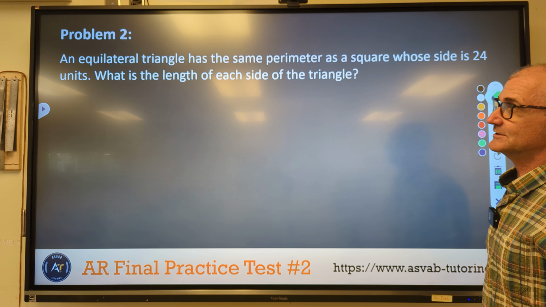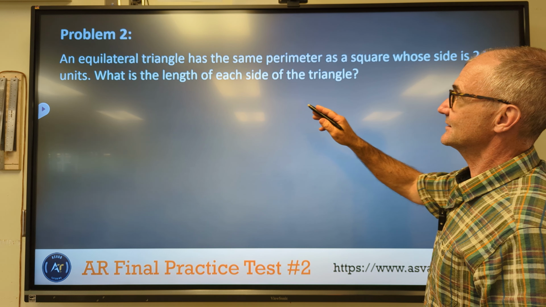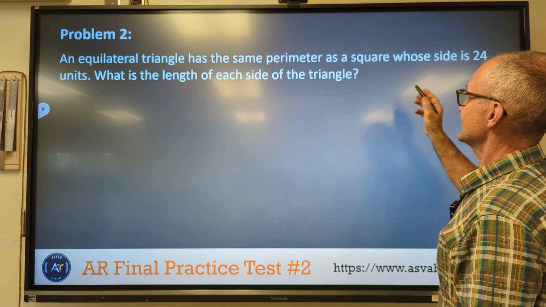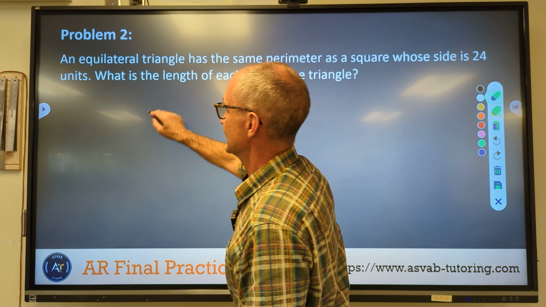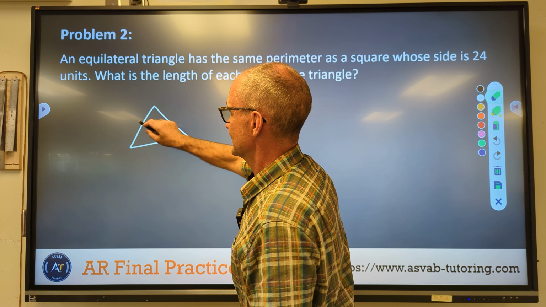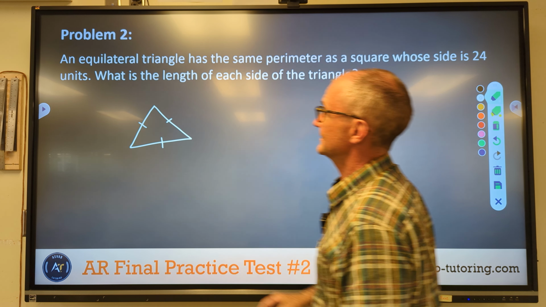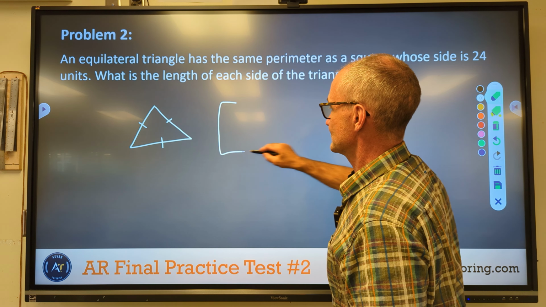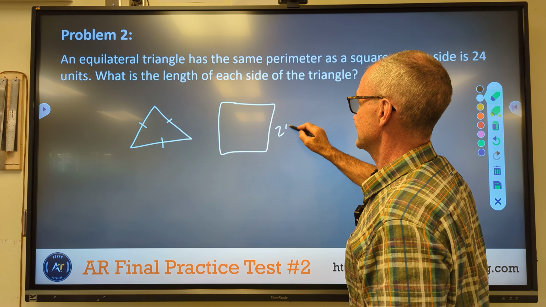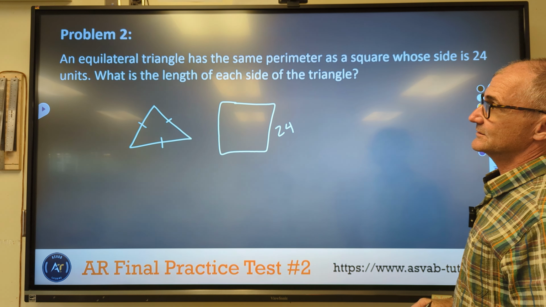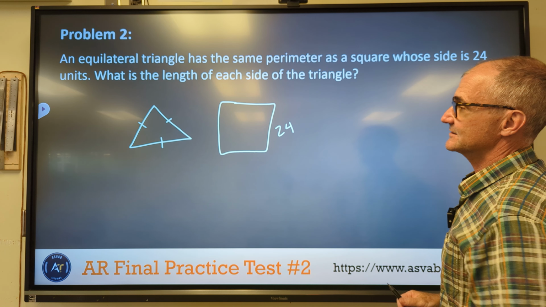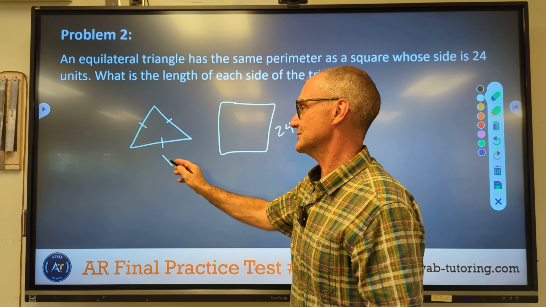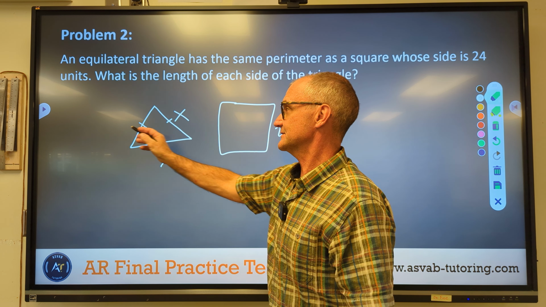Problem number 2, an equilateral triangle has the same perimeter as a square. So let's draw this out. Equilateral triangle means all 3 sides are the same, has the same perimeter as a square whose side is 24. What is the length of each side of the triangle? So this is what we're looking for.